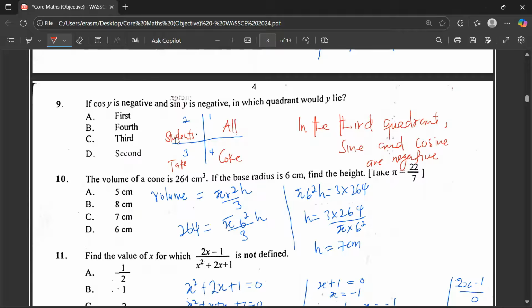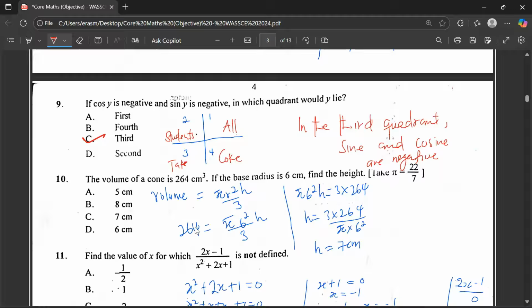Now with a student, the S stands for sine. In the second quadrant, only sine is positive. And in the third quadrant, tangent is positive, while sine and cosine are negative. So that is the third quadrant, because cos y is negative and sin y is also negative.